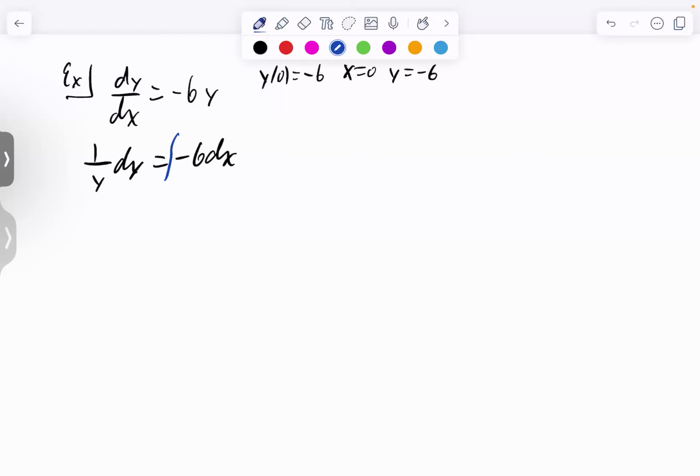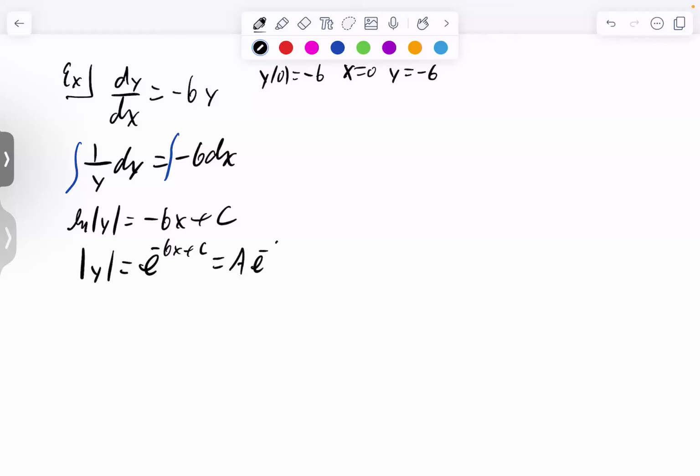Then I'm going to integrate. So I've separated the variables, so I'm going to integrate. I'm now going to rewrite this. And e to the c, once again, I'm just going to call a. And based on my initial condition, we'll figure out if it's the positive version or the negative version. Because y is negative, it's going to be the negative version, is my guess, but we'll see.